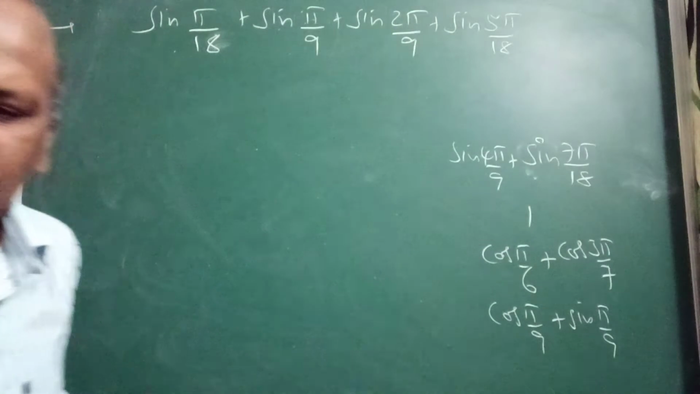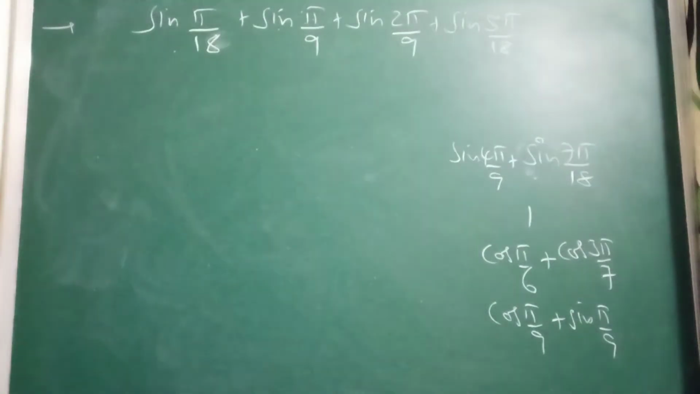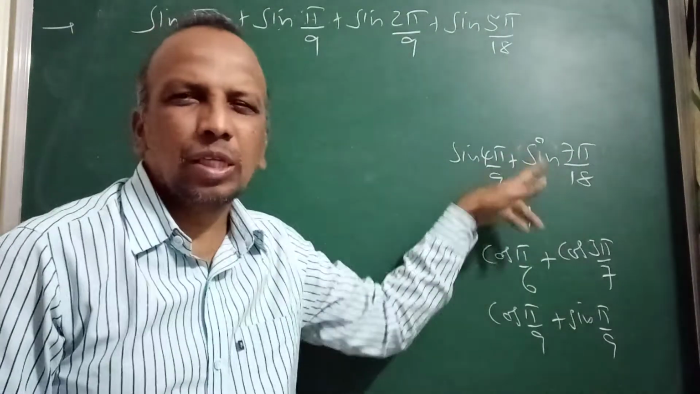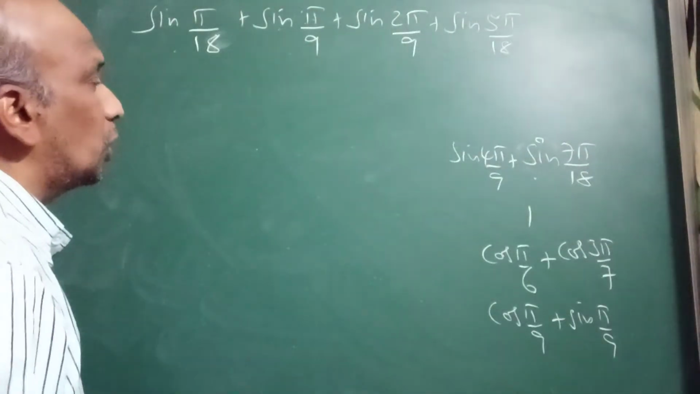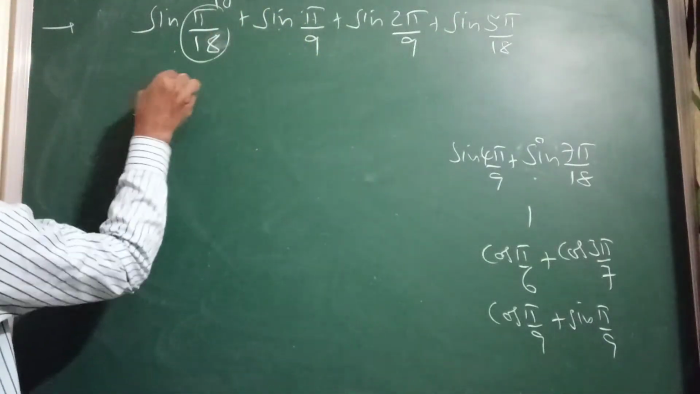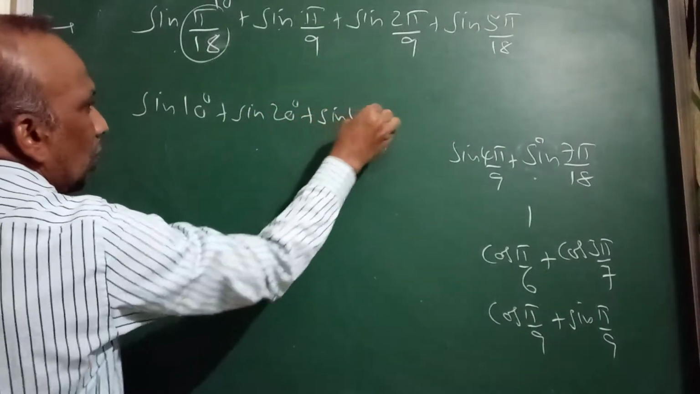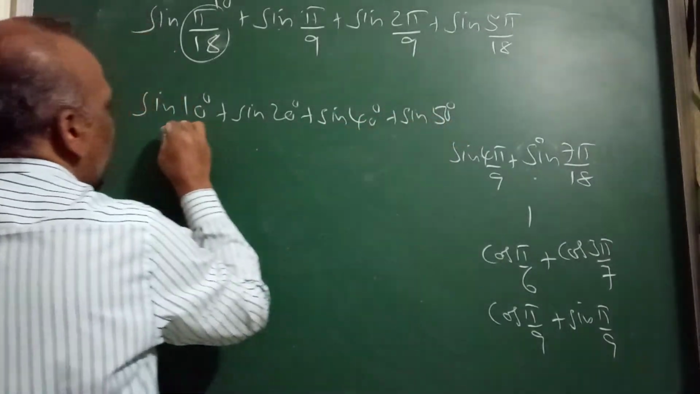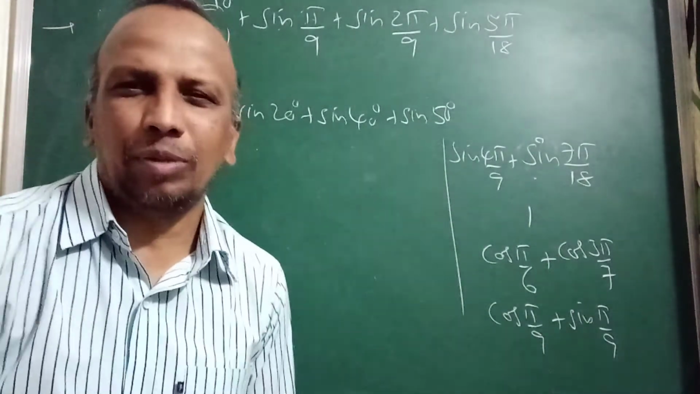Which option is right here? This is the problem they have given. This is sin 4 pi by 9 plus sin 7 pi by 18, the first option. If we convert it in terms of degrees, you can do it quickly. This one is actually 10 degrees, so the given problem is sin 10 degrees, sin 20 degrees, sin 40 degrees and sin 50 degrees. They are asking this value: sin 10 plus sin 20 plus sin 40 plus sin 50.